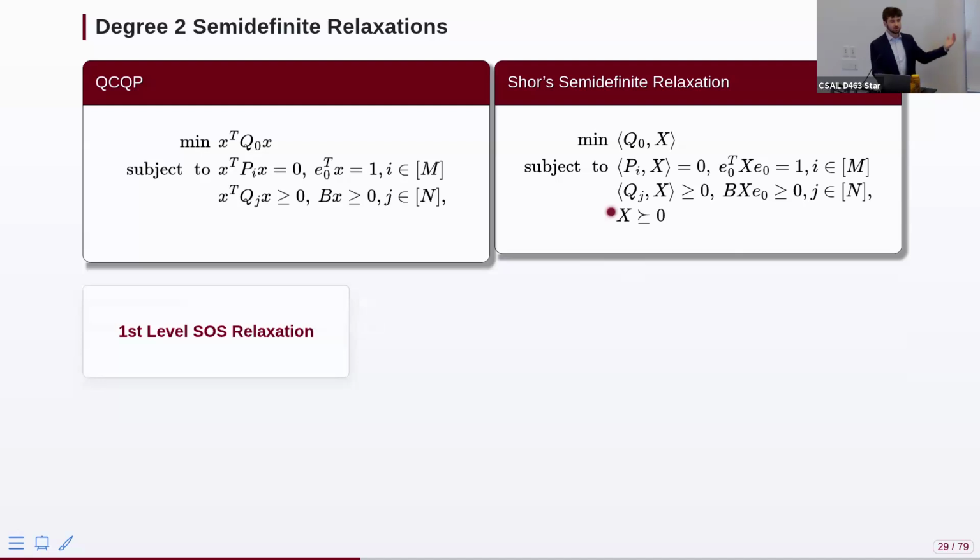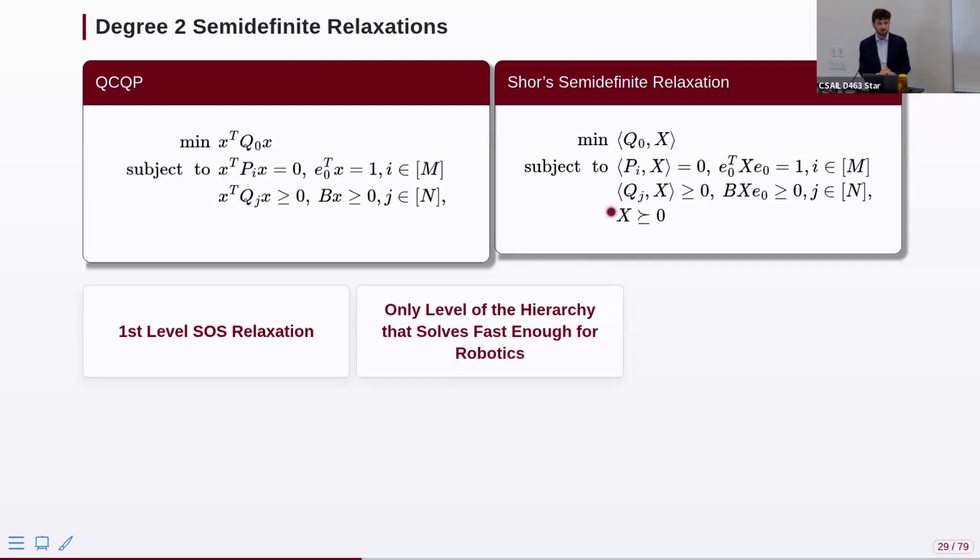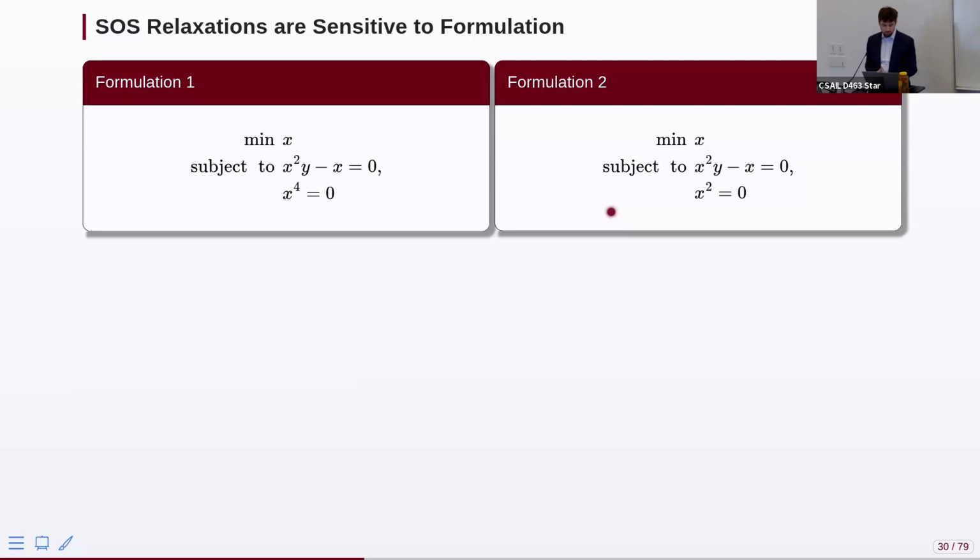So how does this relate to what I was talking about? This is actually completely equivalent to the first level of the sums of squares relaxation. And importantly for robotics, this is the only level of the hierarchy that solves fast enough for most robotics applications. So it's really the canonical polynomial optimization problem. Unfortunately, it's frequently too weak without doing a little bit of extra work. And so now I'm going to describe what that extra work looks like.